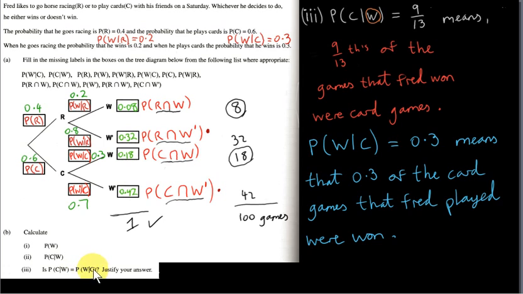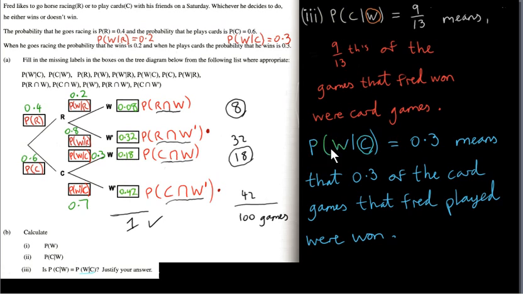Now we have to look at the probability that Fred wins a game, given that that game is cards. We don't have to go calculating this. We were actually given this in the question. We were given it here. It's equal to 0.3. You can see it on the tree diagram here. Now this means that 0.3 of the card games that Fred played were won by Fred.